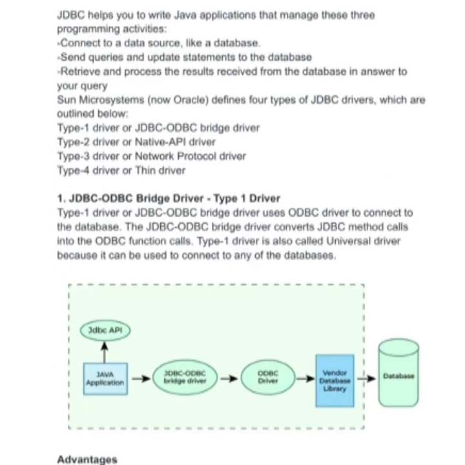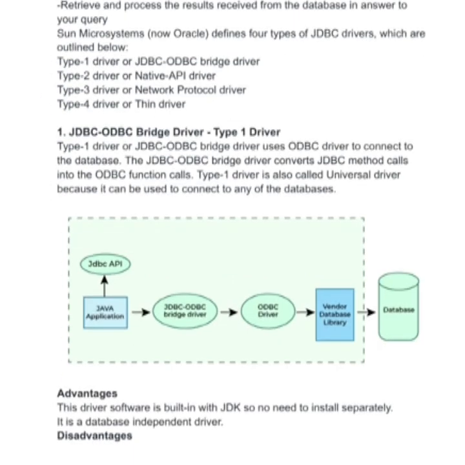So next, JDBC helps you to write Java applications that manage these three programming activities: connect to a data source like a database, send queries and update statements to the database, and retrieve and process the results received from the database in answer to your query. Sun Microsystems, now Oracle, defines four types of JDBC drivers, which are outlined below. First type is type 1 driver, also known as JDBC ODBC bridge driver. Type 2 driver, also known as native API driver. Type 3 driver, also known as network protocol driver. Type 4 driver, also known as thin driver.